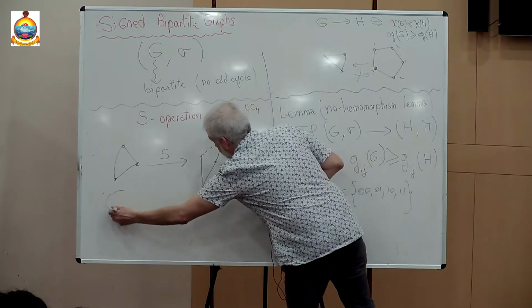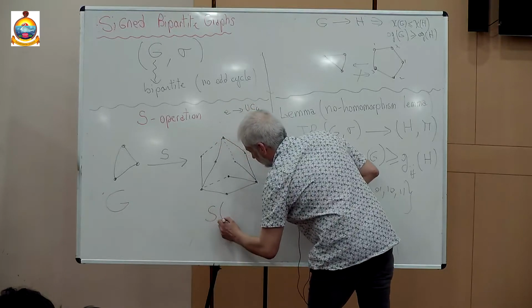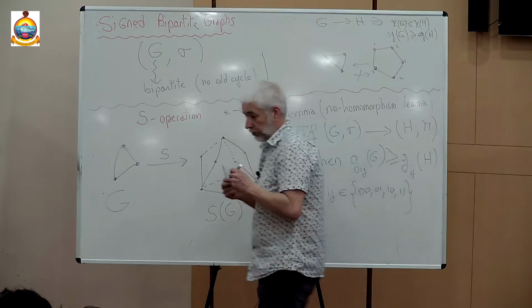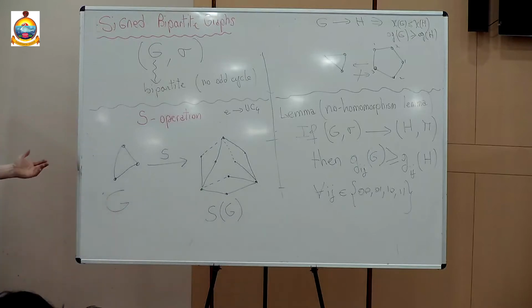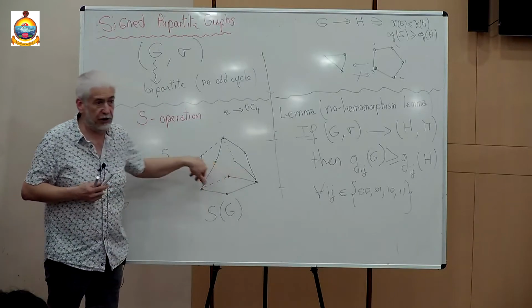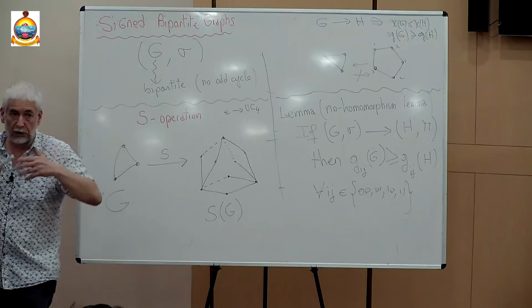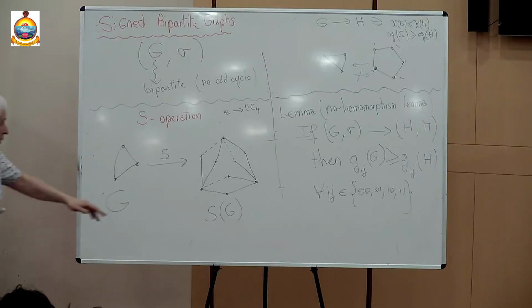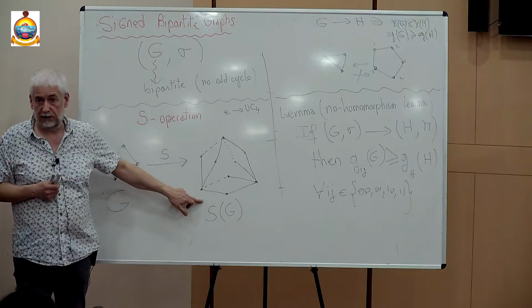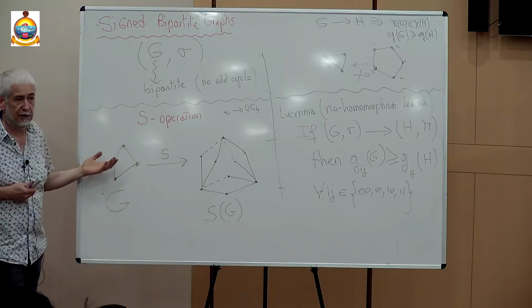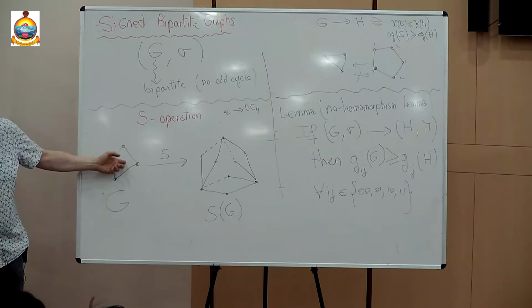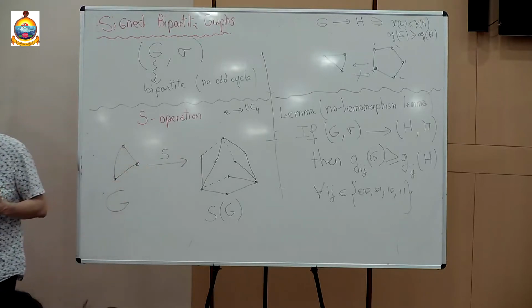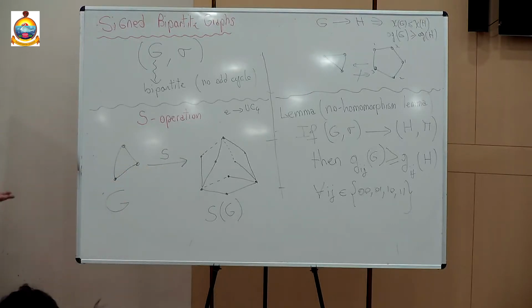So this is G, this is S of G. The signature, you just know that every such 4-cycle is negative, but all the possible negative signatures of this cycle are equivalent. Of course, this one is bipartite. So you take any graph, for instance a non-bipartite one, you apply this operation and you get a signed bipartite graph. Okay?